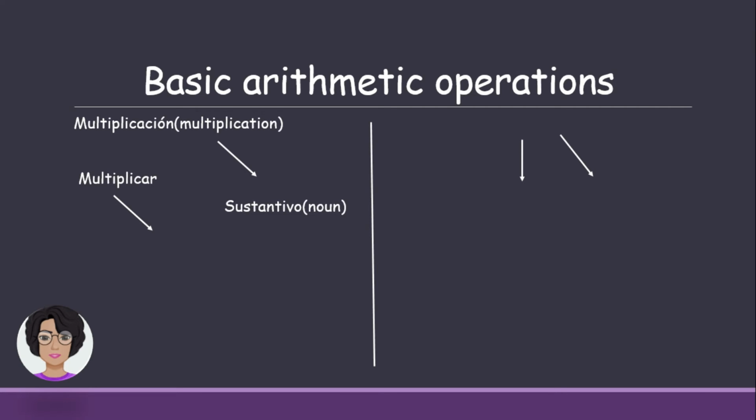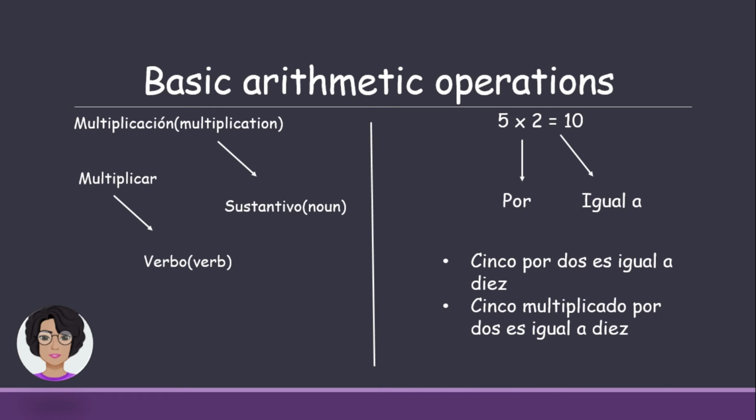Then we have multiplication. In Spanish, the noun would be multiplicación, and multiplicar would be the verb or verbo. So let's see how you can read this operation in Spanish. So the sign or the symbol is read por in multiplication, and actually we have two ways to read this operation. So we would say 5 por 2 es igual a 10, or 5 multiplicado por 2 es igual a 10, which is basically 5 times 2 equals 10, or 5 multiplied by 2 equals 10.